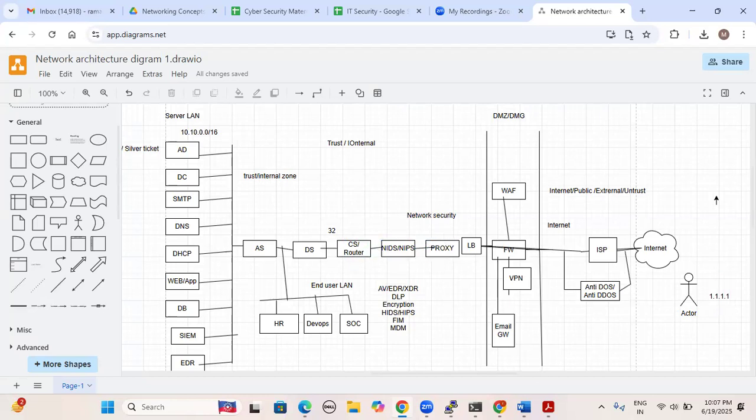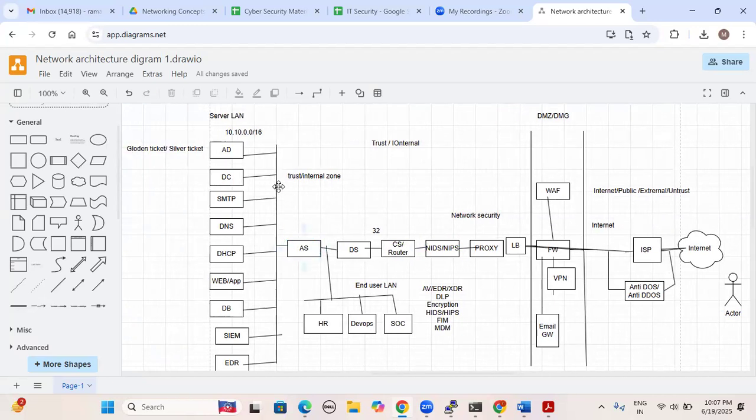Then it will go to the router, distribution switch and access switch. These are not secure devices. They will not block anything. So then the traffic will go to our Active Directory.